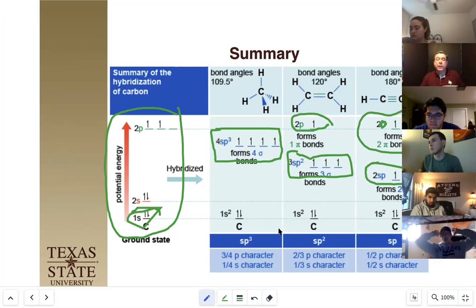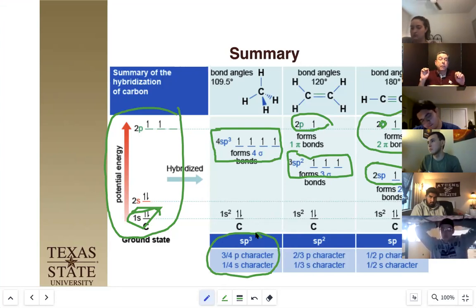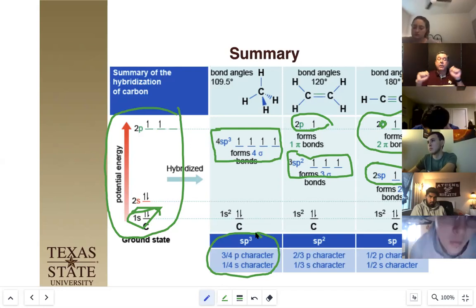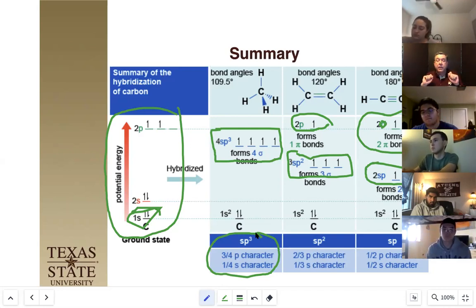That means that when we have an sp3 hybridized orbital, that orbital is 3/4 p and only 1/4 s, because that 1 s orbital has to be spread out over those 3 p orbitals. But if we only use 2 of those p orbitals, then it's 2/3 p, 1/3 s. And then the last one is half p, half s.